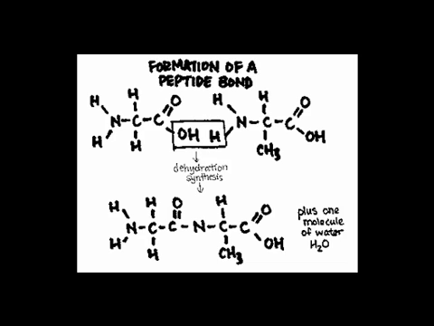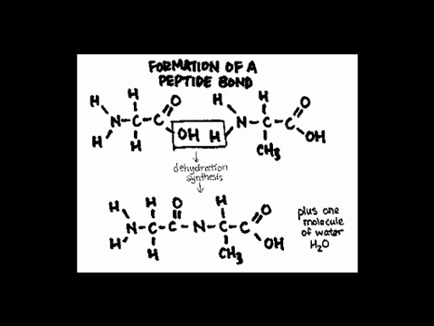How do you make a protein? Well, you use dehydration synthesis. That means you take an OH from one amino acid and combine it with an H from another amino acid, creating a molecule of water. And that means you can form a bond between the rest of the amino acid that's left there. That's called a peptide bond in this case.